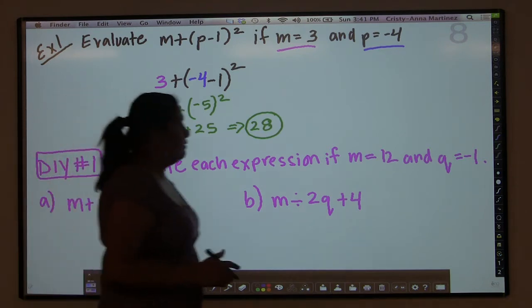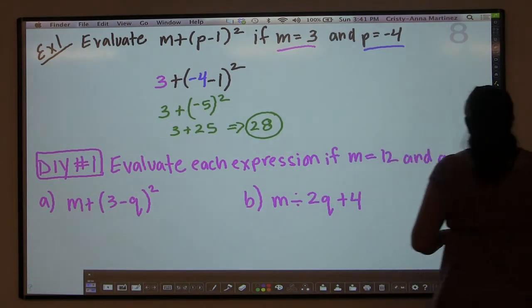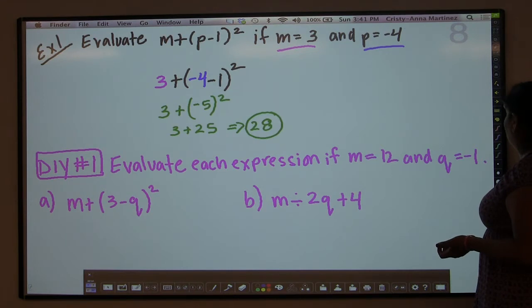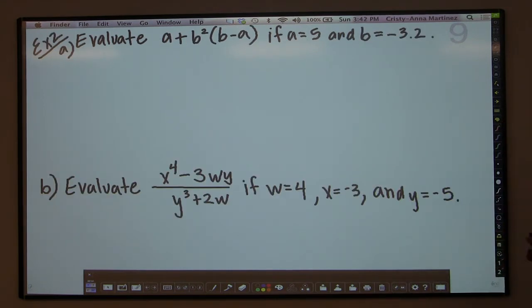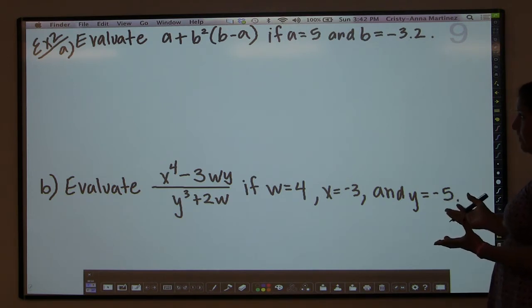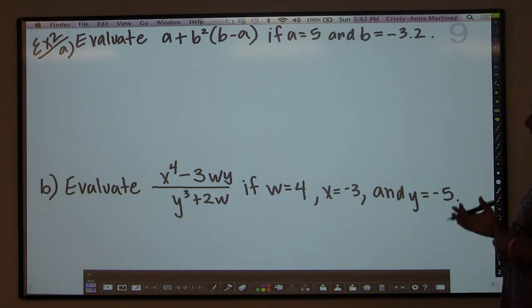Now what I'd like for you to do is your do-it-yourself questions, A and B. And if you need more time, you can pause the video and you can finish those up. Make sure you have them in your notes for the next class period. Our second example, it's a very short lesson today. We only have 2 examples. This is our last example. Our second example has a part A, part B, but very similar.